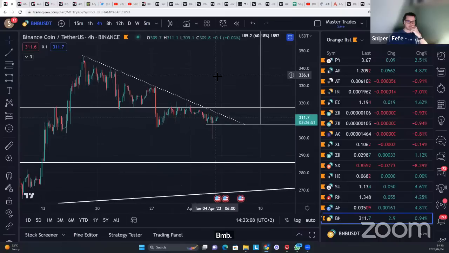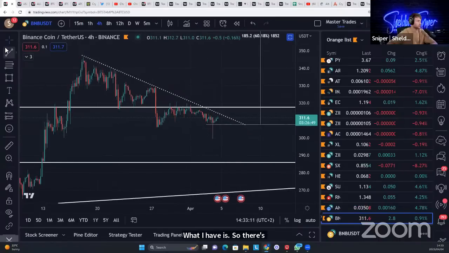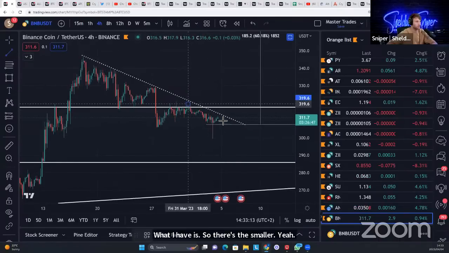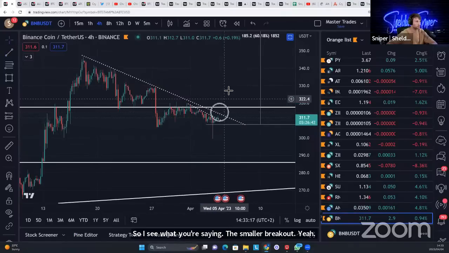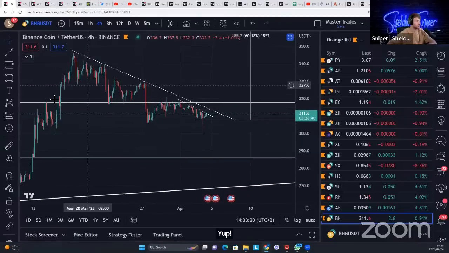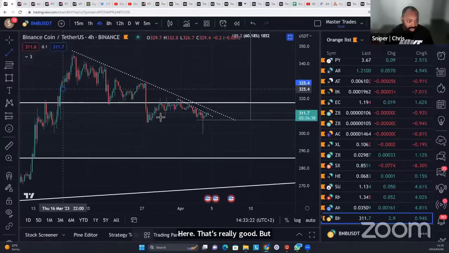So what actually I have is, so interesting, there's the smaller, yeah. So I see what you're saying. The smaller breakout here. Yep. That looks really good, but ultimately it builds up to the bigger breakout. Oh shit! Look at it on a daily.